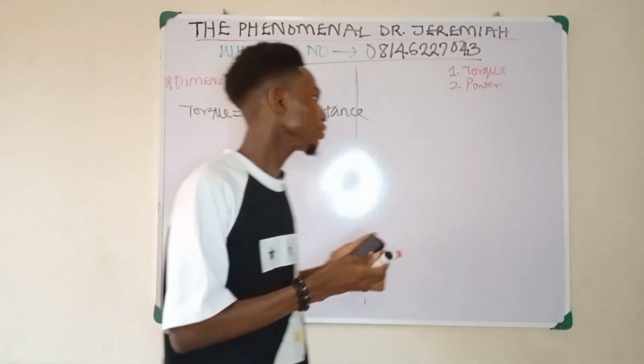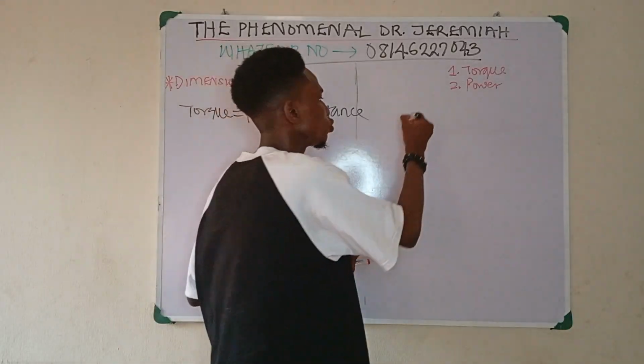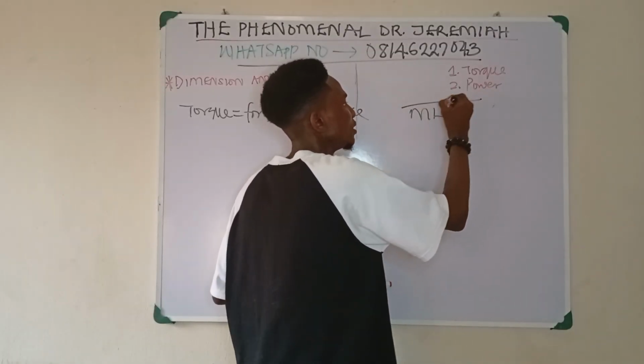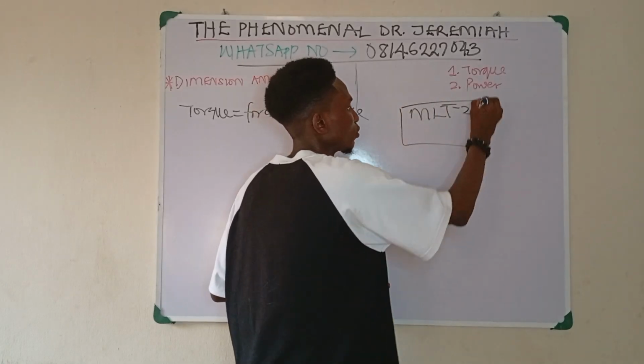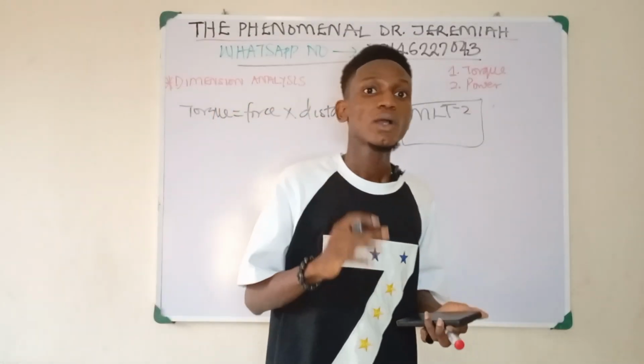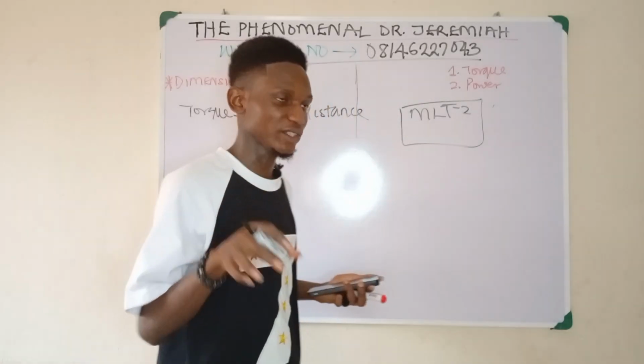Just know the dimension of force. The dimension of force is MLT raised to the power minus 2. Just have it at your fingertip: MLT^-2. So this is what I'm going to be using for this first shortcut method. It's called using force as a reference.